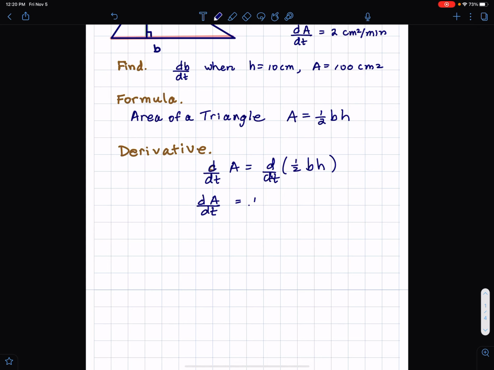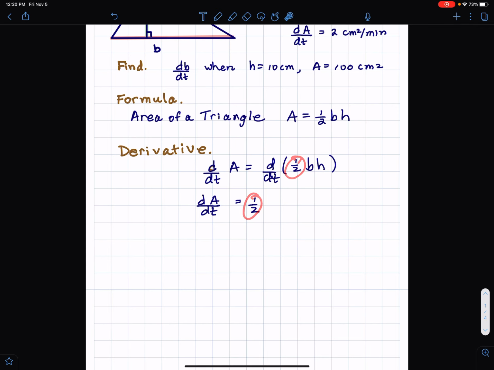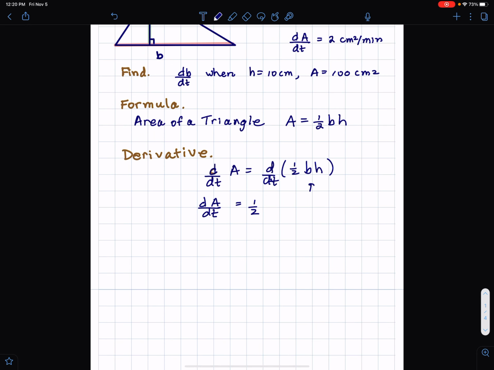For the right-hand side, we have 1/2. We have a constant times a function. We leave the constant alone. And then what I'm going to use is the product rule because I have base times height. So in the product rule, I take the derivative of b first, actually h first, whichever one. I'm going to do b first. I could write b prime, totally legitimate. I'm going to write db/dt, but b prime is also good. But then I leave the second one alone, whichever that one is, leave it alone.